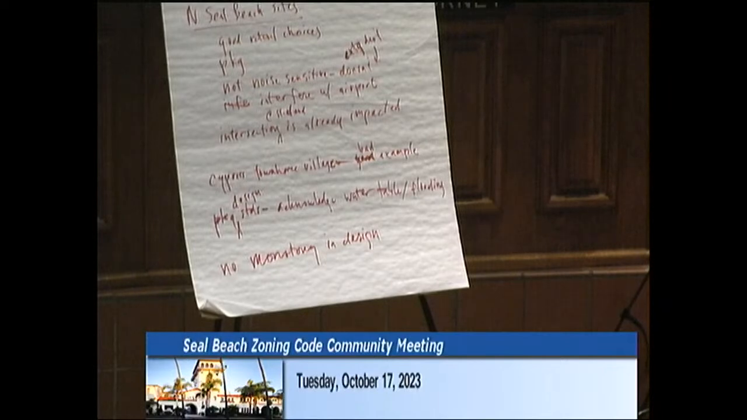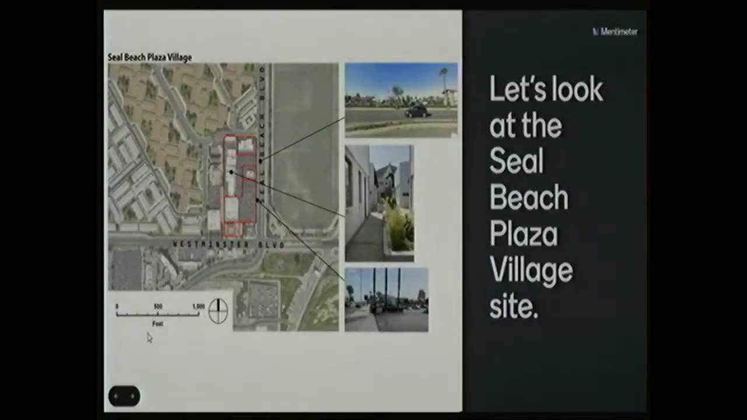Okay, let's move on to the next site. I think the next slide is looking at the next site. Okay, Seal Beach Plaza Village, down on the corner of Westminster and Seal Beach Boulevard. So this is in the corner of the Leisure World Development area. A housing element site, as you know.